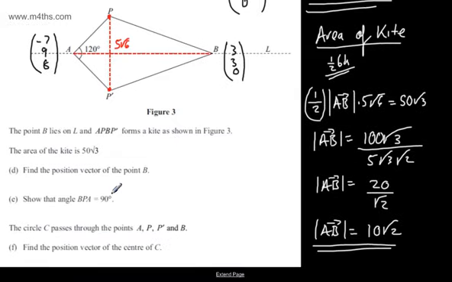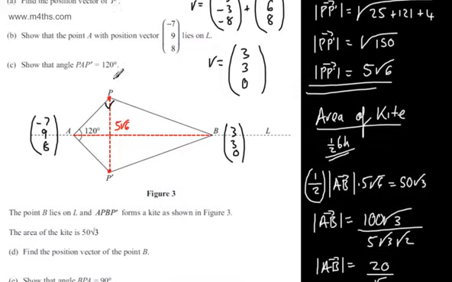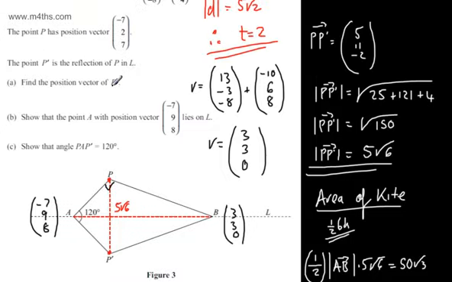Okay, we now need to show that angle BPA is 90 degrees. So we want this angle just here. So let's go ahead now, and we've got the point P. Let's just put P here. So let's do P. We've got -7, 2 and 7. So if we consider now, let's just get PA. So if we got PA and then we'll look at PB.